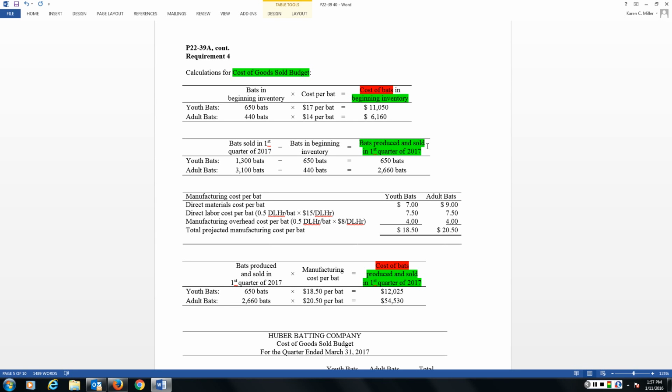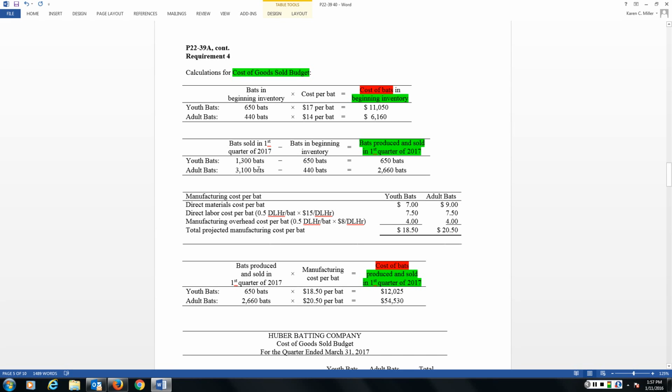They stay on the balance sheet as finished goods. Okay, so what I need to know, I know the cost of the bats that I had in beginning inventory. I need to know the cost of what I produced and sold in the first quarter, or what I predict to produce and sell in the first quarter. We've predicted 1,300 youth, 3,100 adult.